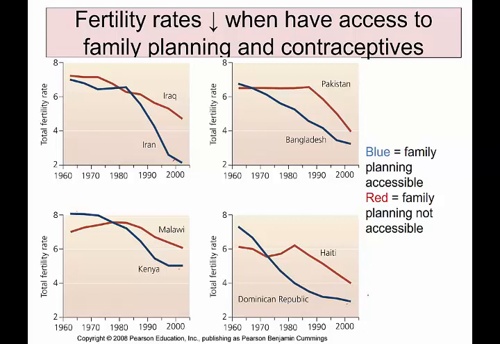So my question for you is, is this data convincing to you? Does this convince you that if women have access to contraceptives and family planning, they will have fewer children per female? And if it is, why? And if it isn't, why not?